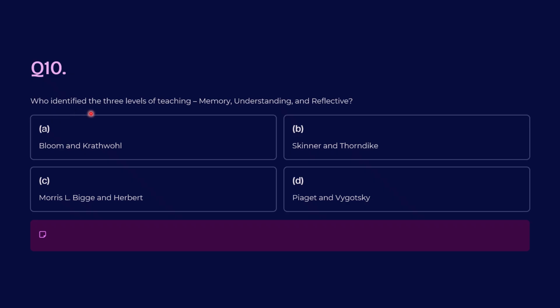Question number 10 is: who identified the three levels of teaching: memory, understanding, and reflective? A. Bloom and Krathwohl, B. Skinner and Thorndike, C. Morrison, Ebbinghaus and Herbart, and D. Piaget and Vygotsky. So the correct answer is option C, Morrison, Ebbinghaus and Herbart.